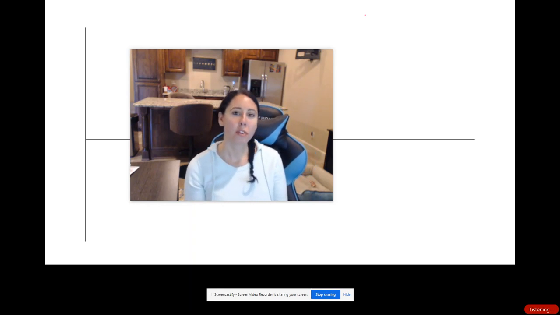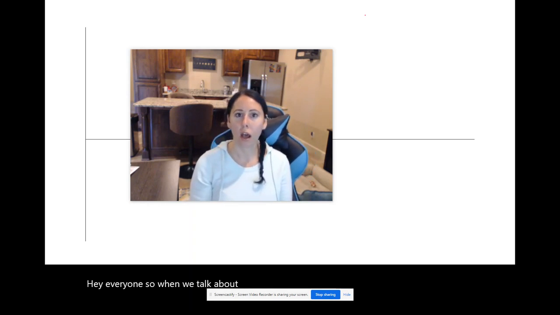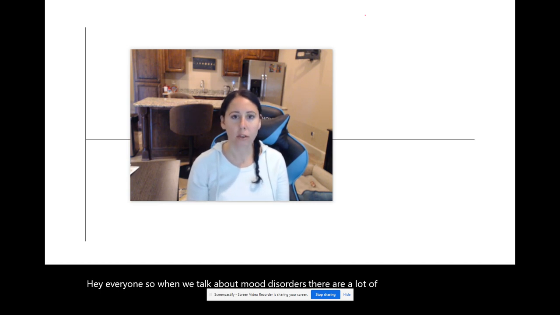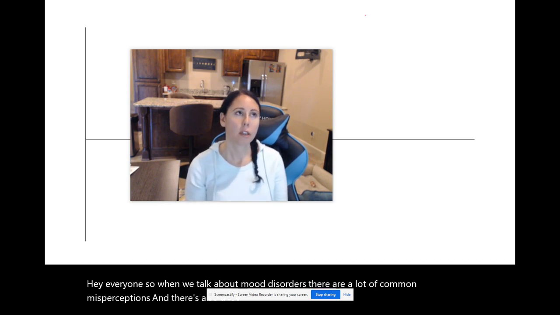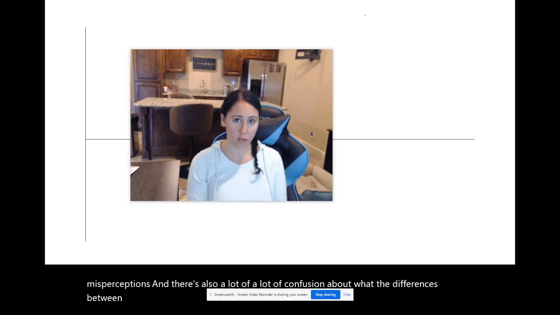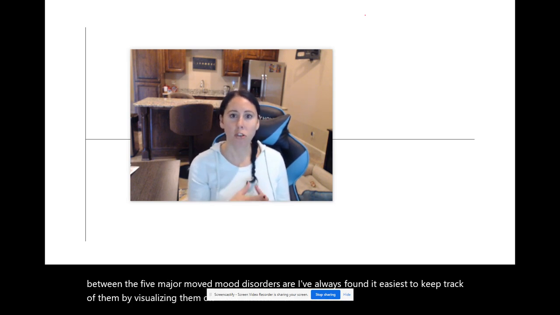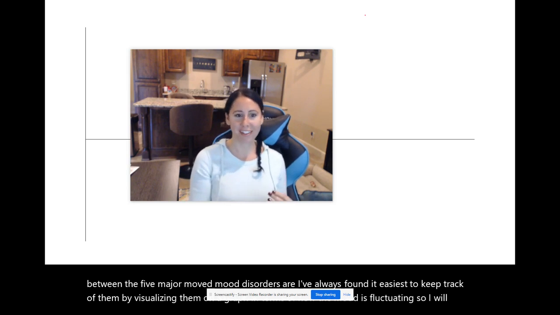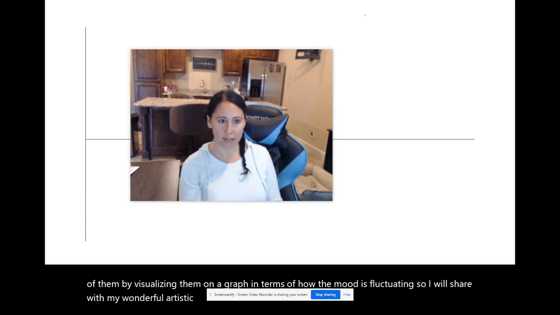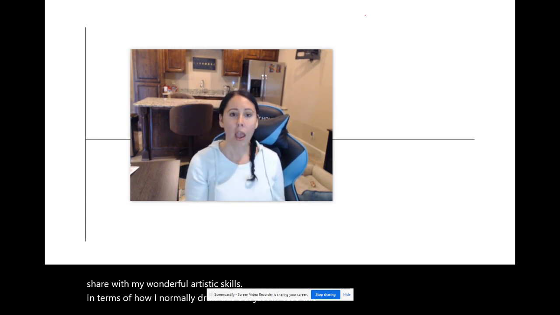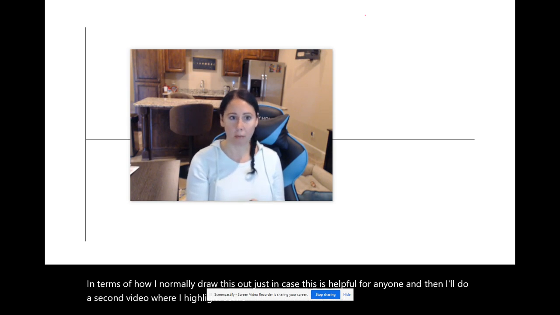Hey everyone. So when we talk about mood disorders, there are a lot of common misperceptions, and there's also a lot of confusion about what the differences between the five major mood disorders are. I've always found it easiest to keep track of them by visualizing them on a graph in terms of how the mood is fluctuating. So I will share with you my wonderful artistic skills in terms of how I normally draw this out, just in case this is helpful for anyone. And then I'll do a second video where I highlight some common misconceptions about mood disorders.